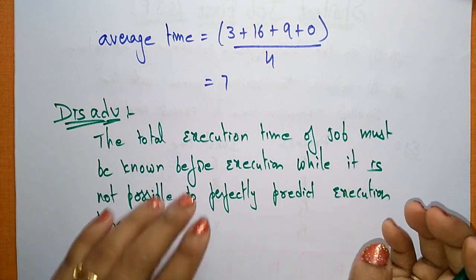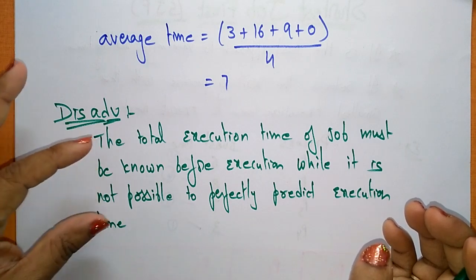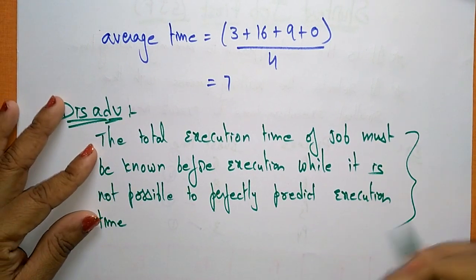So that's why this is the disadvantage of using shortest job first. This is the only disadvantage.